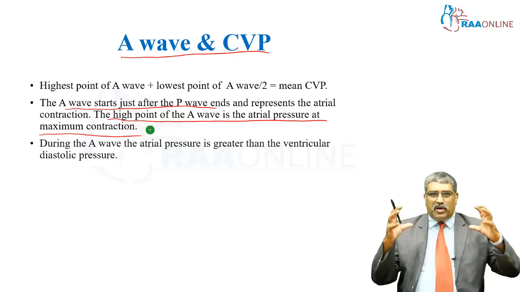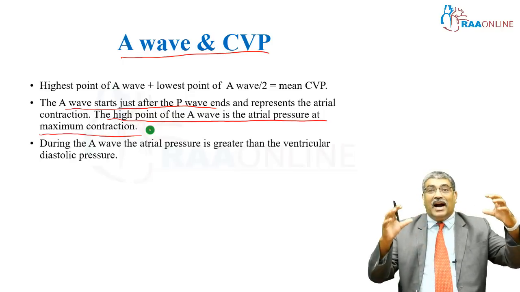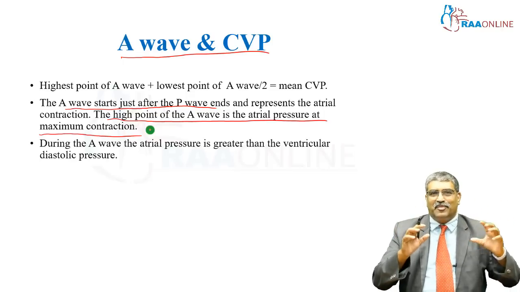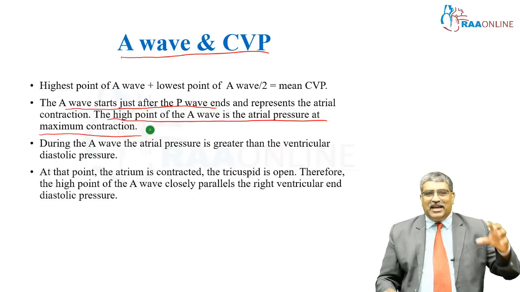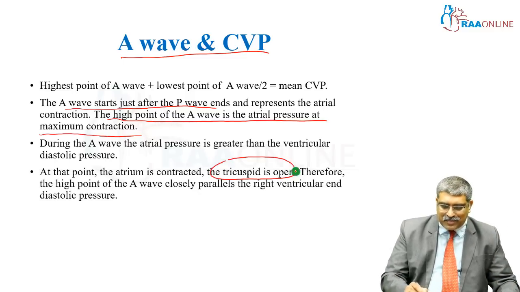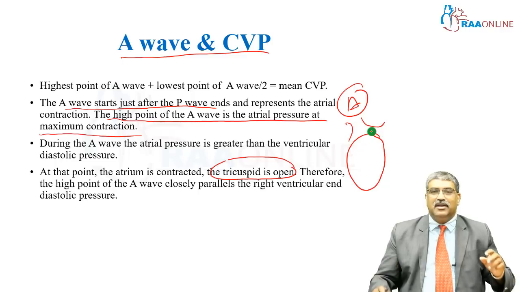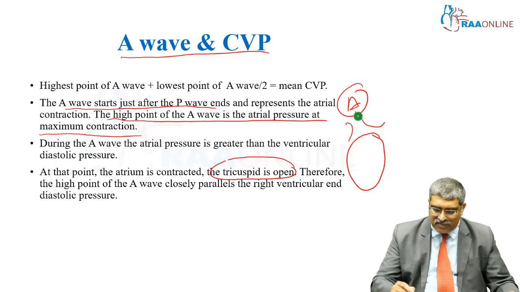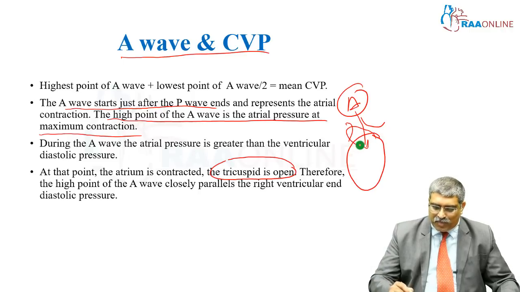And what is more important is when the atrium contracts, the atrial pressure is going to be higher than the ventricular diastolic pressure, so that the blood from the atrium can go into the ventricle. When the atrium contracts and the tricuspid valve is open, and the ventricle is there, because the tricuspid valve is open, this atrial pressure will reflect the right ventricular end diastolic pressure.